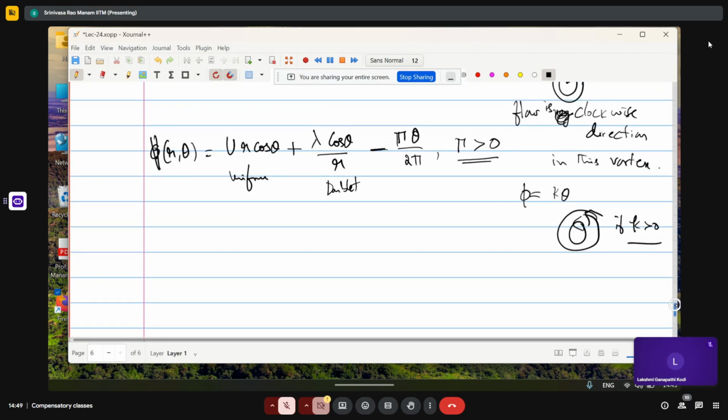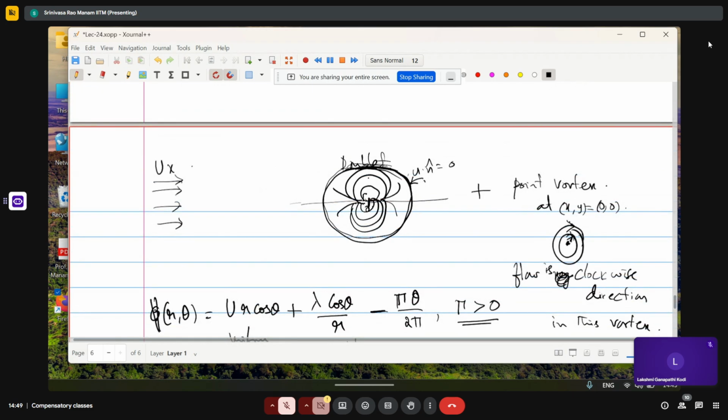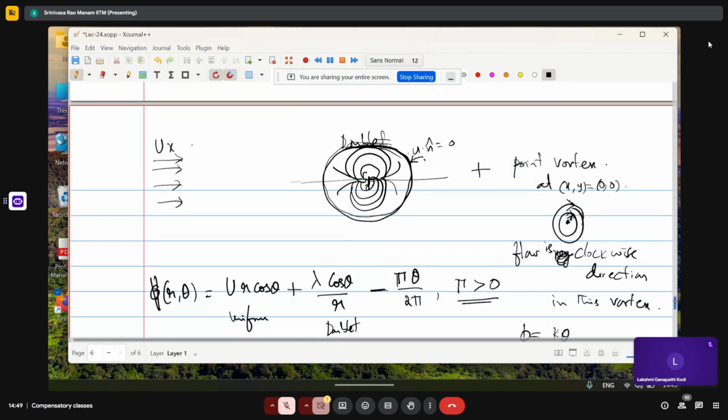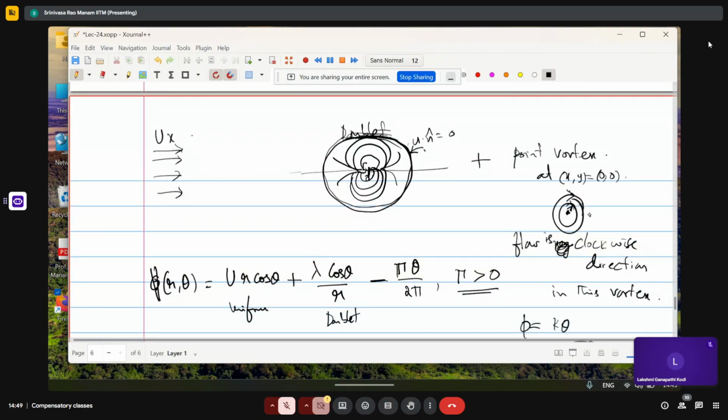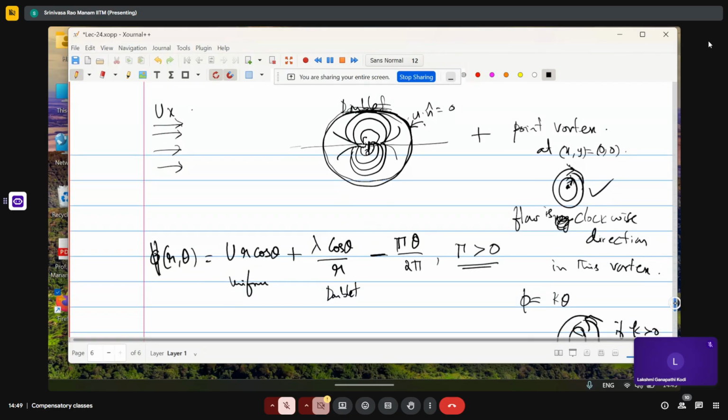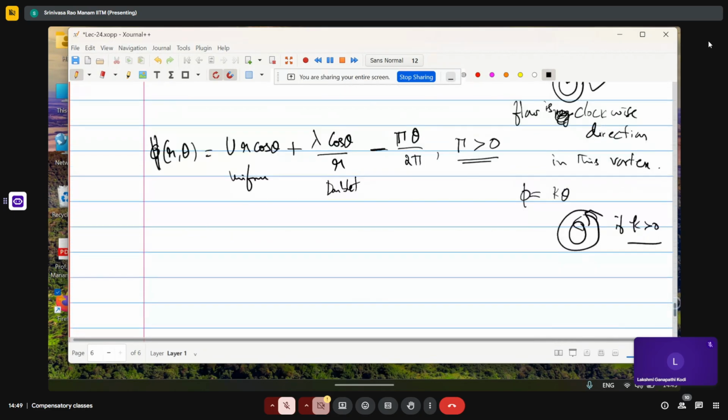If you include it inside, you are only doing inside, right? Vortex flow, here also you are adding only at 0, 0. You have a doublet, as well as you superimpose this reverse vortex. So then this is your phi.